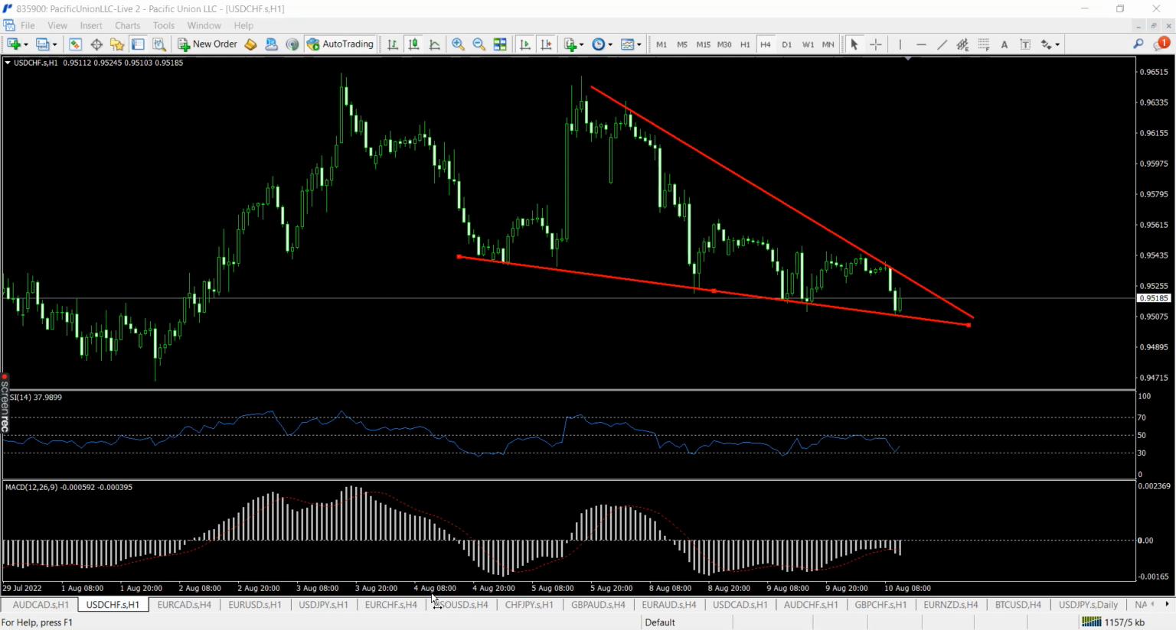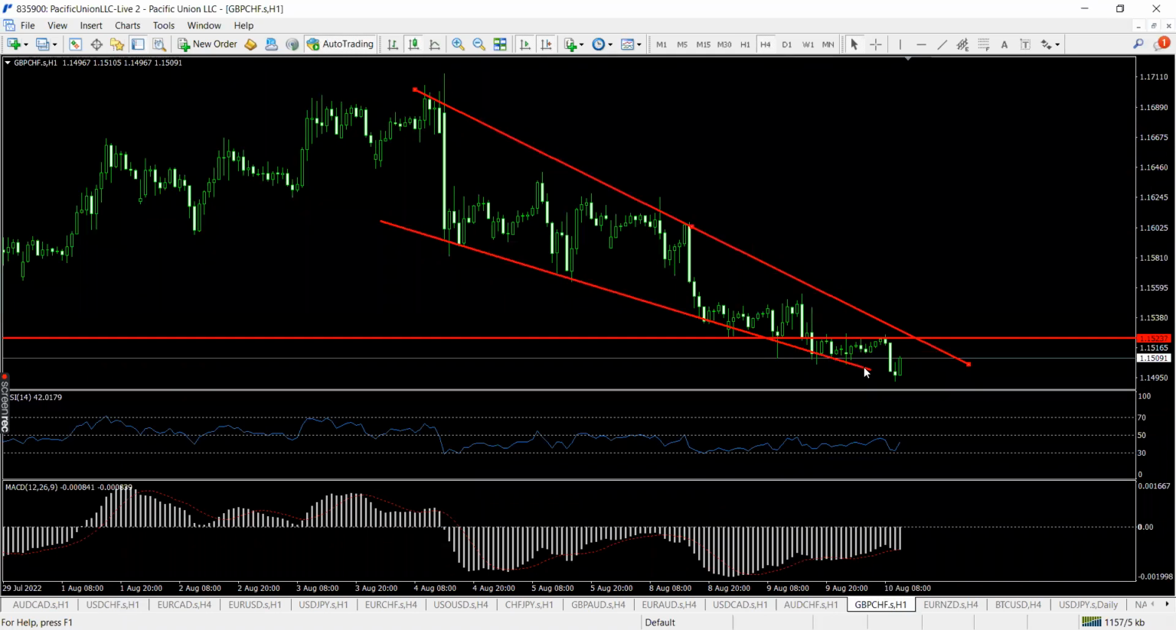Next, we'll look at, just a second, GBP CHF. Okay. All right. If you see GBP CHF, likewise, it's the same pattern, a falling wedge.